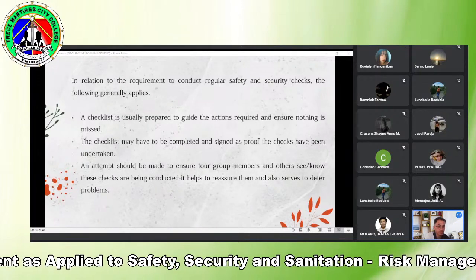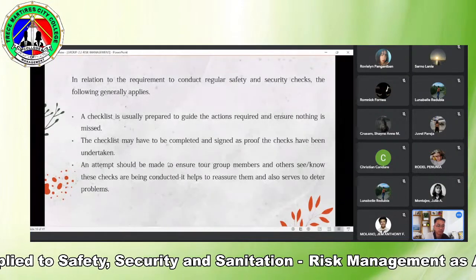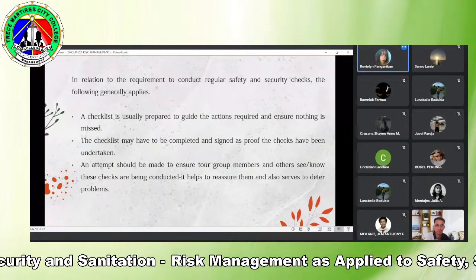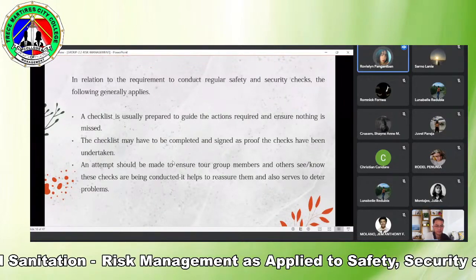Okay? Miss Panganiban nga ba ang nagsasalita? Tama ba? Okay. Ayan, Miss Panganiban. Sige, please proceed, Miss Panganiban. Next slide.